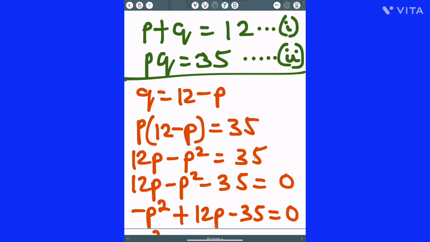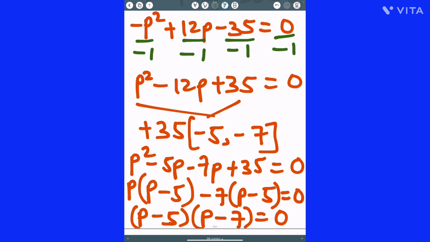I'll bring 35 to the left. It will become minus 35 is equal to 0. So this gives me minus p squared plus 12p minus 35 is 0. So I'll divide throughout by minus 1 to get this. Then what are the factors? This is plus 1 p squared. Sorry, p squared. This is the same thing as plus 1 p squared.